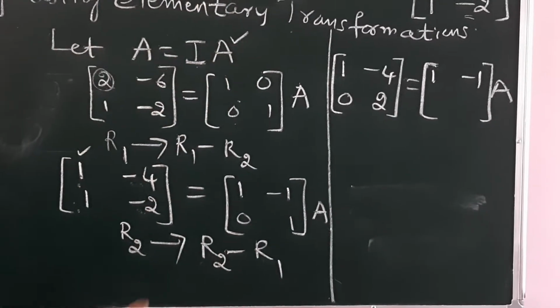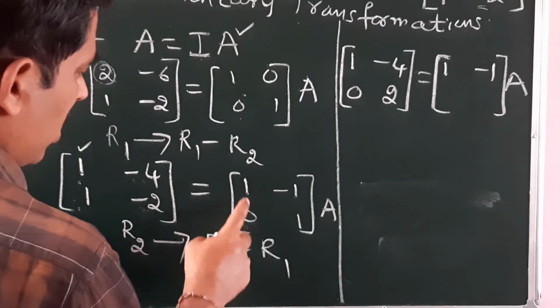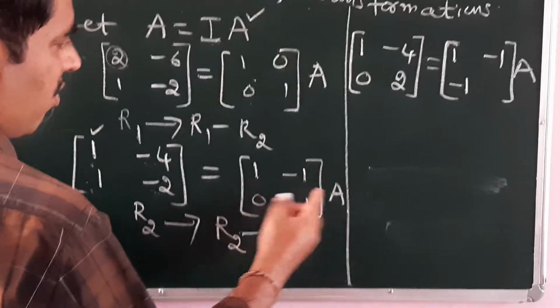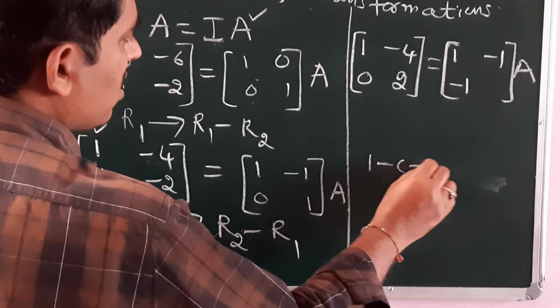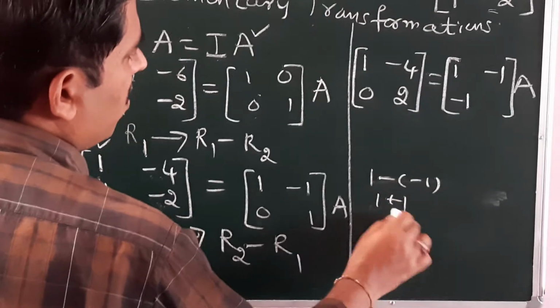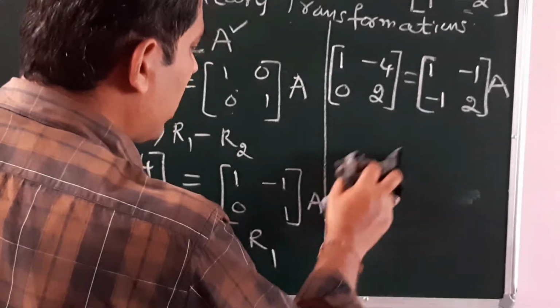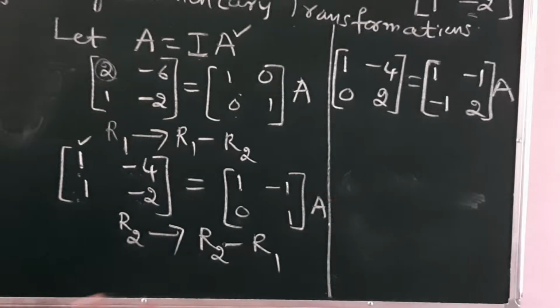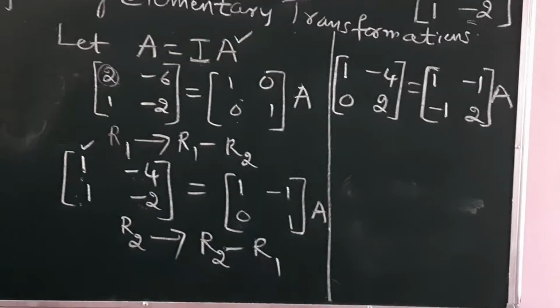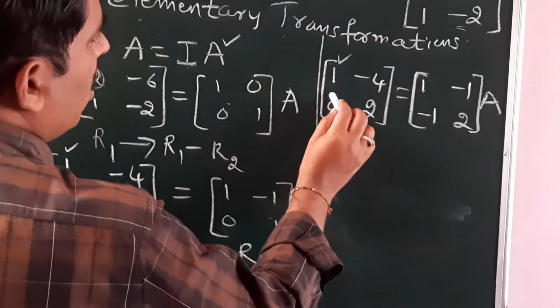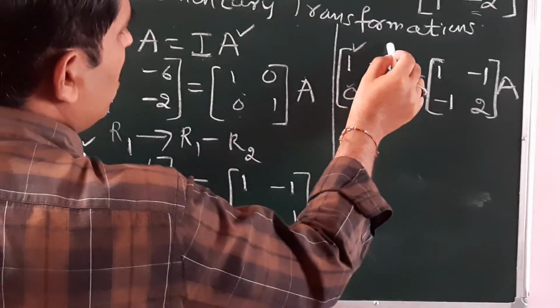Similarly, for R2 minus R1, 0 minus 1 will be minus 1, and 1 minus of minus 1 is 1 plus 1, that is 2. So we can write that element here. This matrix is transformed at this step to minus 1, 2. Here I got 1 and a 0, so 1, 0, 0, 1.